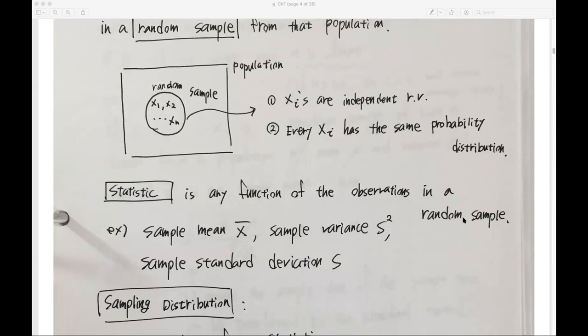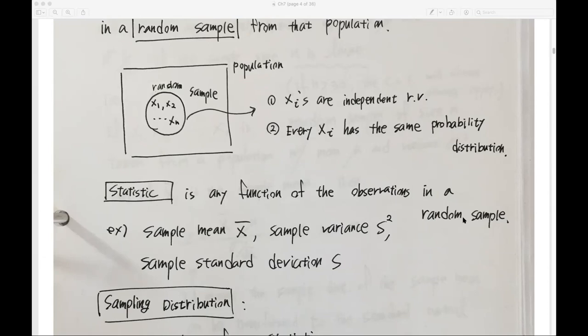I told you what a statistic is. A sample statistic is a random variable. Statistic means, for example, the sample mean, sample variance, and sample standard deviation, which can be considered as a function of observations. Here, observations means the sample data.